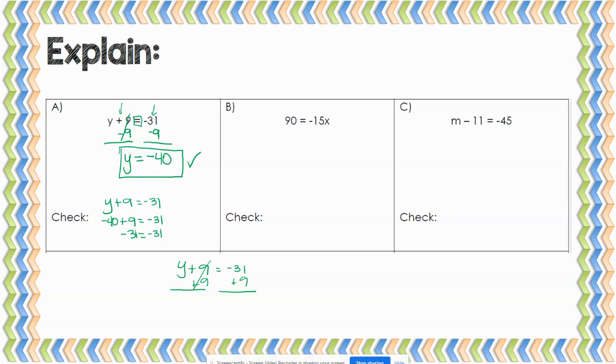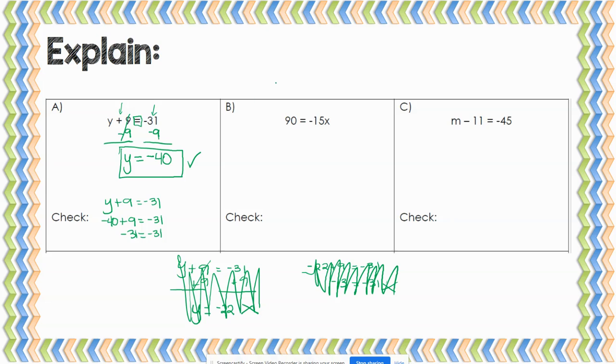But if you accidentally did this and just canceled them out without checking it, you'd get y equals, and then negative 31 plus 9 would give us negative 22. If I plugged that into my original equation, I would do negative 22 plus 9, and I would say equals negative 31. If I solved negative 22 plus 9, I would get negative 13 equals negative 31. This is not true because these numbers are not equal to each other. So that would tell me that this solution would have been wrong. So when you check your answer, you can see whether your answer was correct or not.